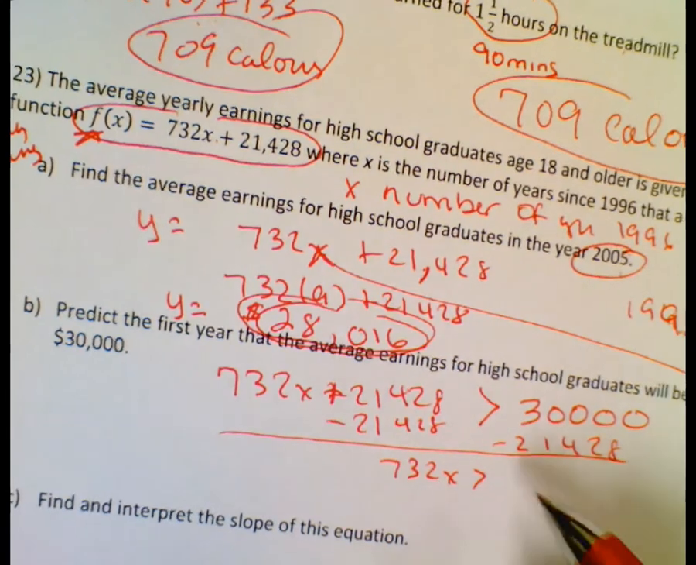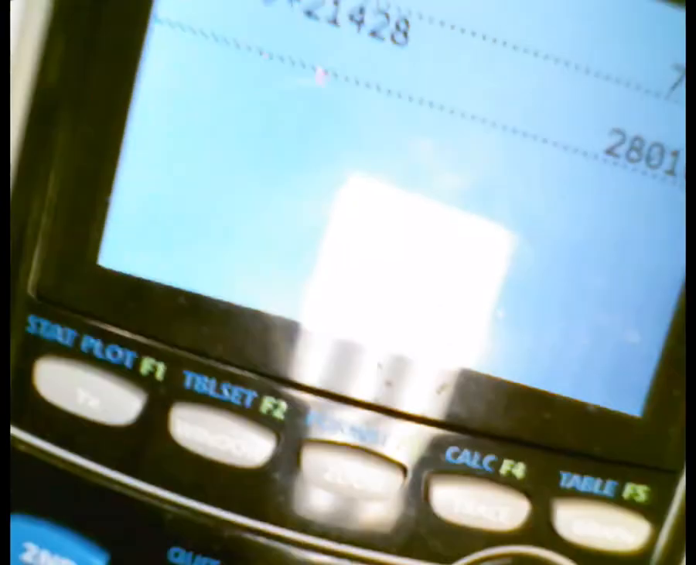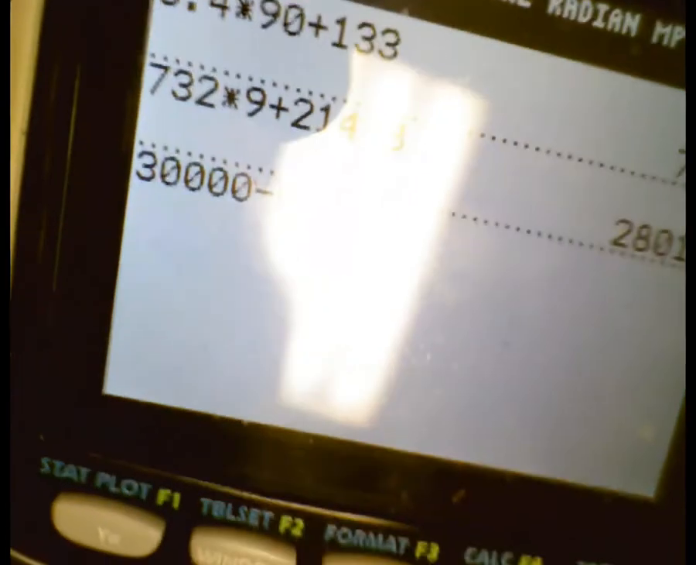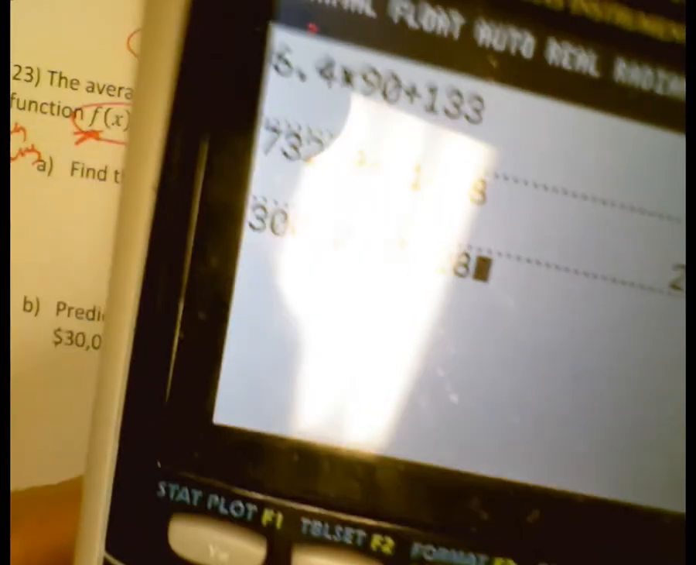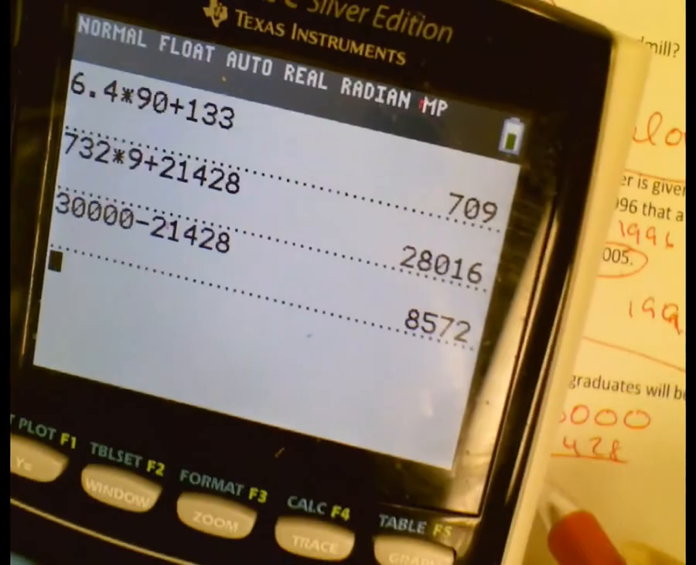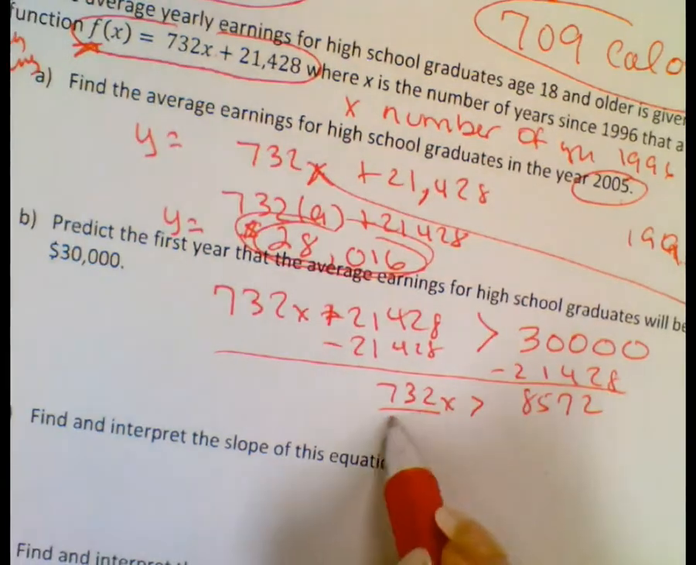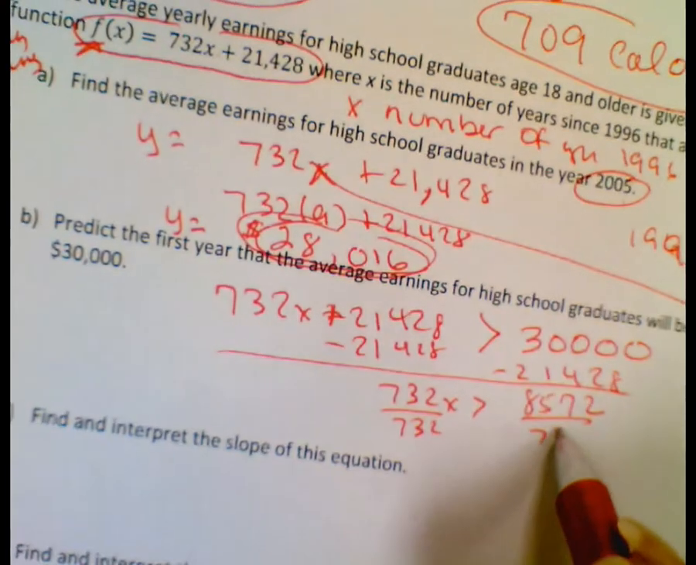732x is greater than, now on our calculator, I take 30,000 minus 21,428, and you get 8,572, which I put right there. Now to solve for x, we're going to divide by our slope, 732. Divide by 732.